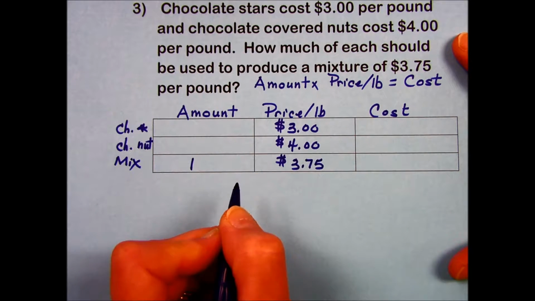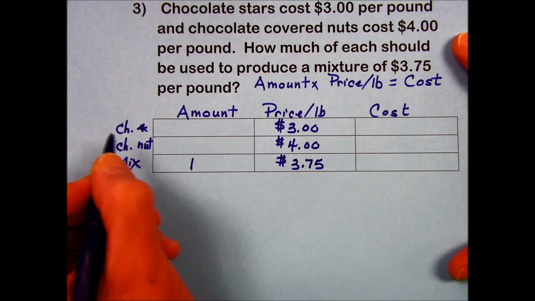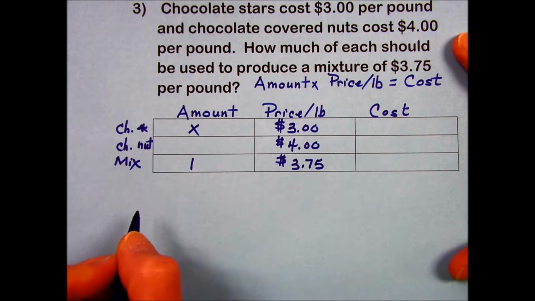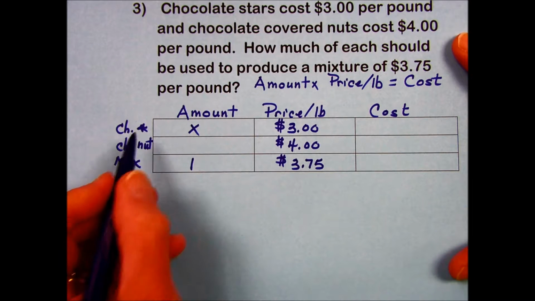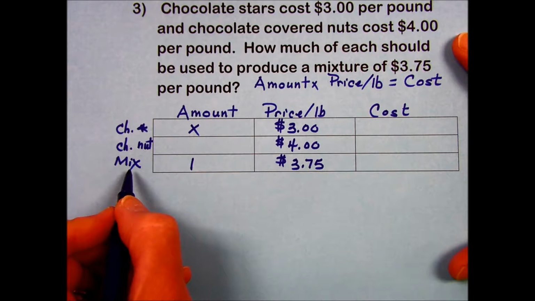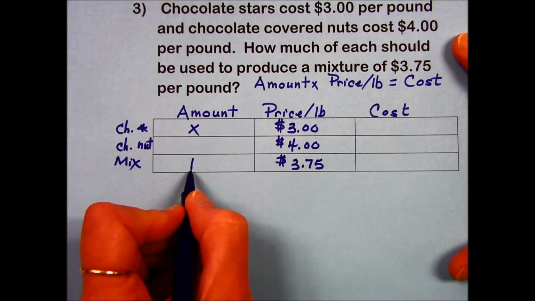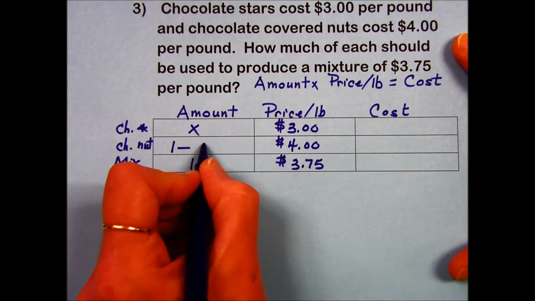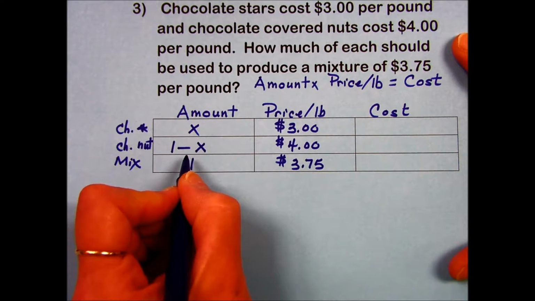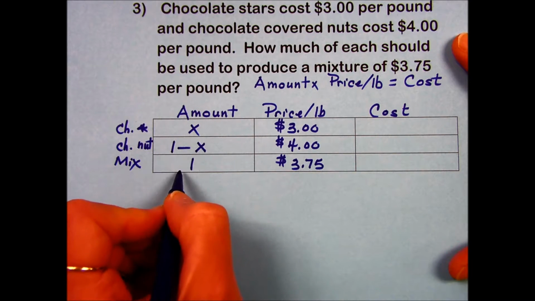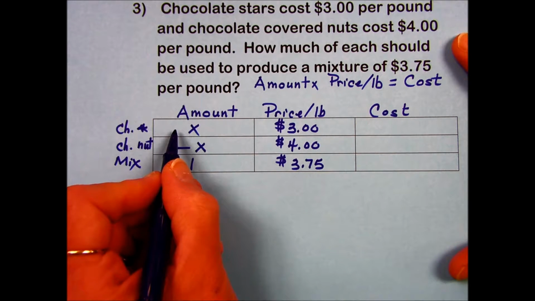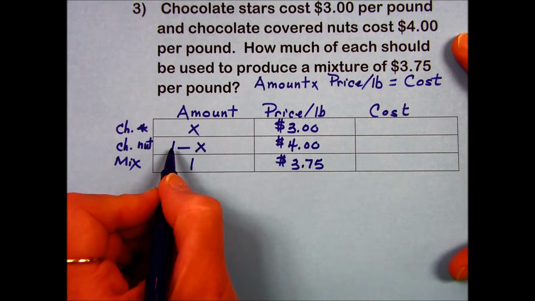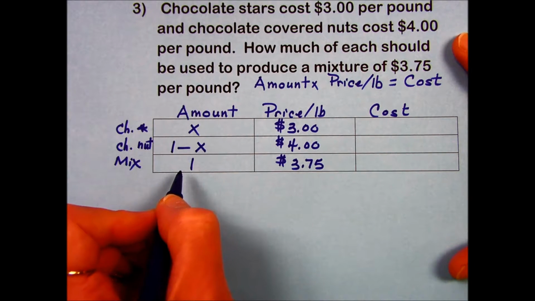$3.75. Now, I don't know the amount of the chocolate stars, so I'm going to represent that with X. And since the stars and the nuts combine for the mix, I can take the total 1 pound, subtract the amount of chocolate stars, and that will result in the amount of chocolate covered nuts, since the two of them have to add up to be 1. If you add chocolate stars plus chocolate covered nuts, the amount adds up to be 1.